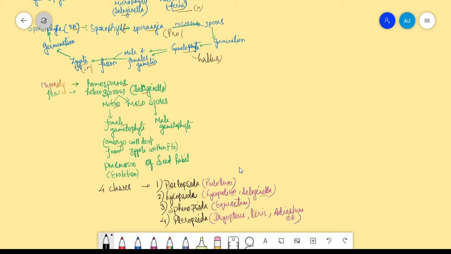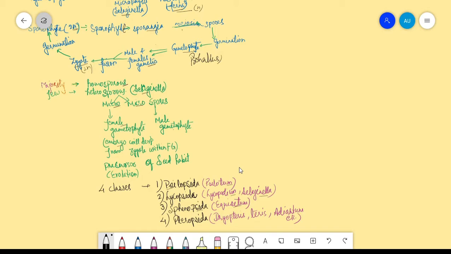So, in this way we can see the life cycle of Pteridophyta, how they evolve, their characteristic features, in which weather condition and which type of soil they grow, develop and flourish, and what are some uses of Pteridophyta. Now, we will discuss it through the diagram also.